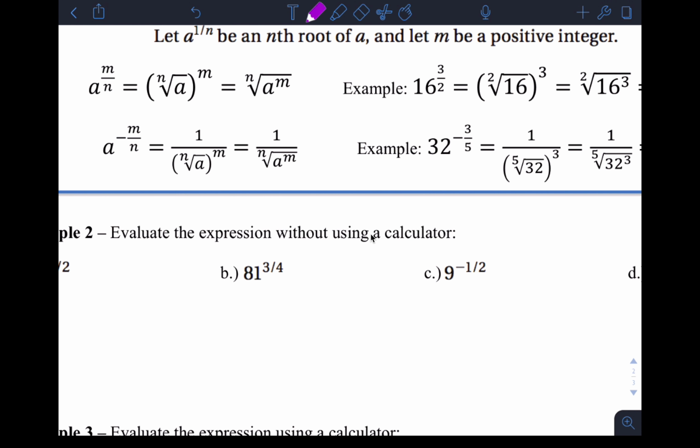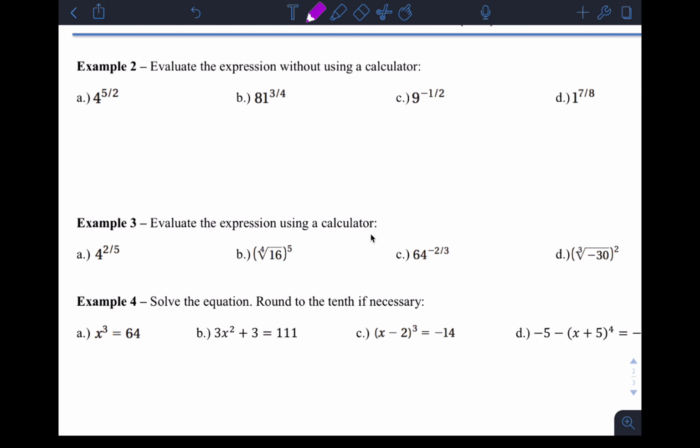So let's work through these real quick without a calculator. I'm going to show you how this works. So we can say the denominator of the rational exponent is the index. So I can do something like square root. We don't really write the 2, it's understood, but I'll put it there. Square root of 4 to the 5th power.